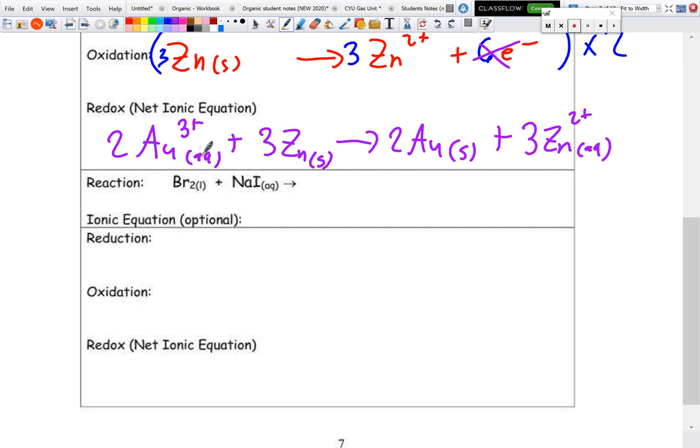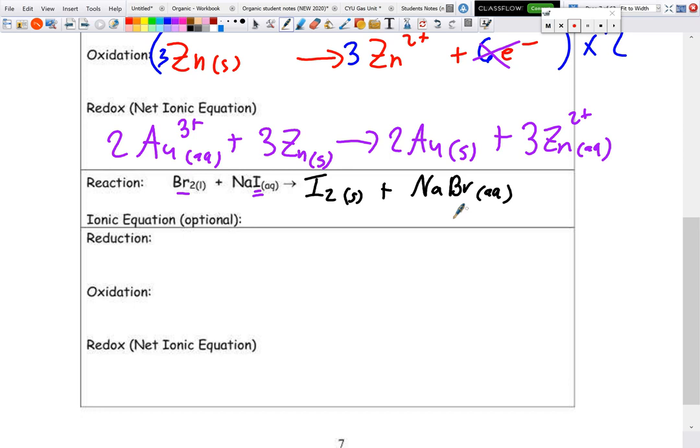So this is a single replacement reaction. Again, the one thing you do have to realize is that the bromine is going to replace the iodine this time, because nonmetal is going to replace nonmetal. So our new element in this case is going to be iodine. It is a diatomic. And then our new ionic compound is going to be sodium bromide. In this case, it's the sodium that's going to be the spectator ion.